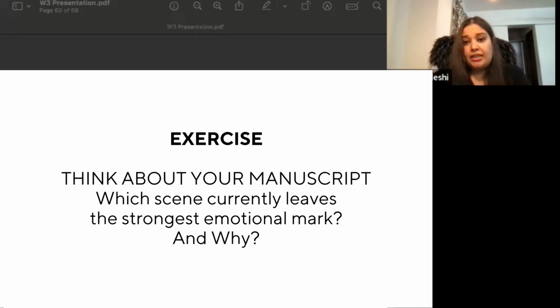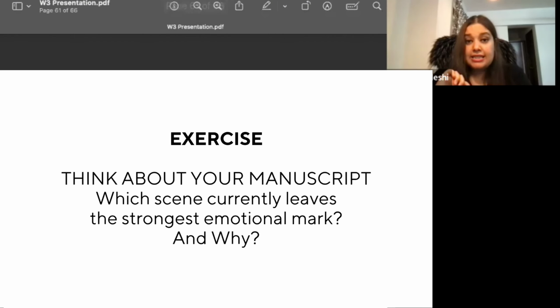Now, here's an exercise for you for your manuscript. This is another exercise. Just go through your manuscript or just think about your manuscript after the workshop and think about which scene currently leaves the strongest emotional mark and why.